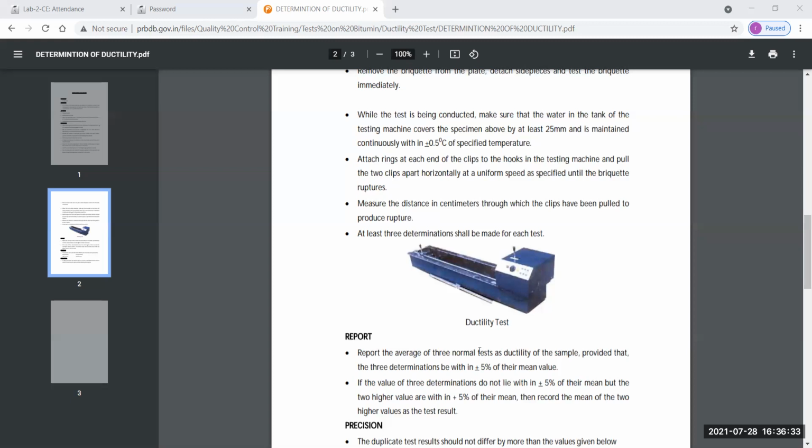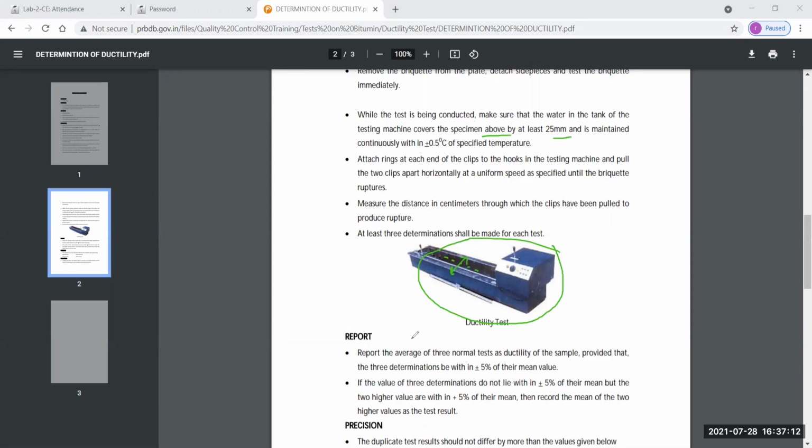So here you see, I am showing you this machine. This is your ductility testing machine, and I show you its top view. In this top view, we have water filled in it. Here we fill the water, and the water is at least 25 mm above the specimen. While the test is being conducted, make sure that the water in the tank of the testing machine covers the specimen above by at least 25 mm.